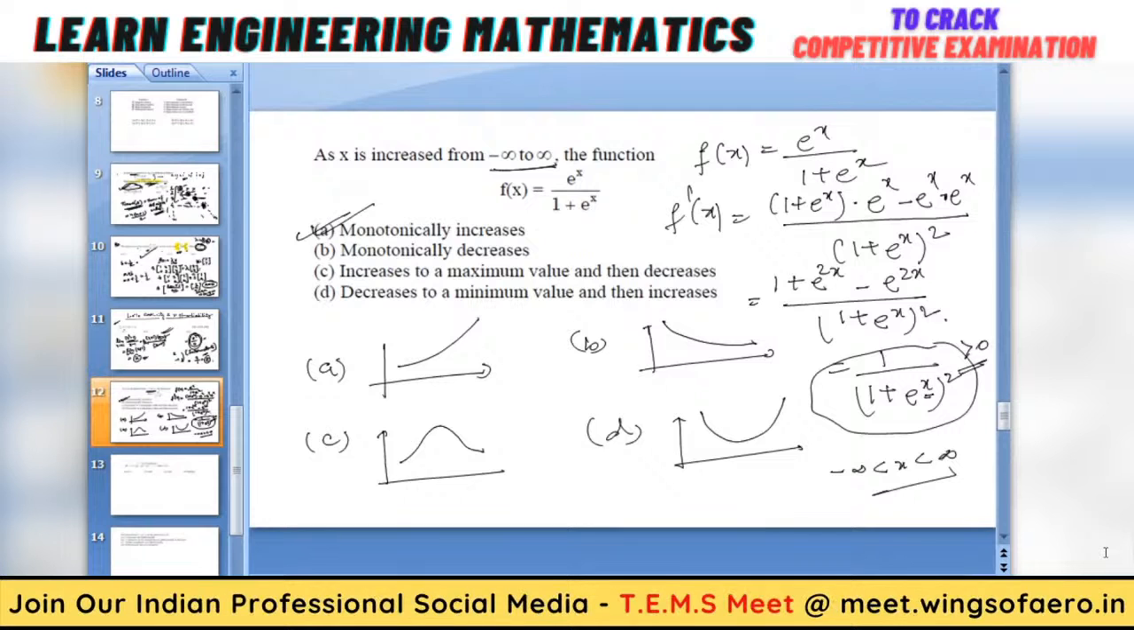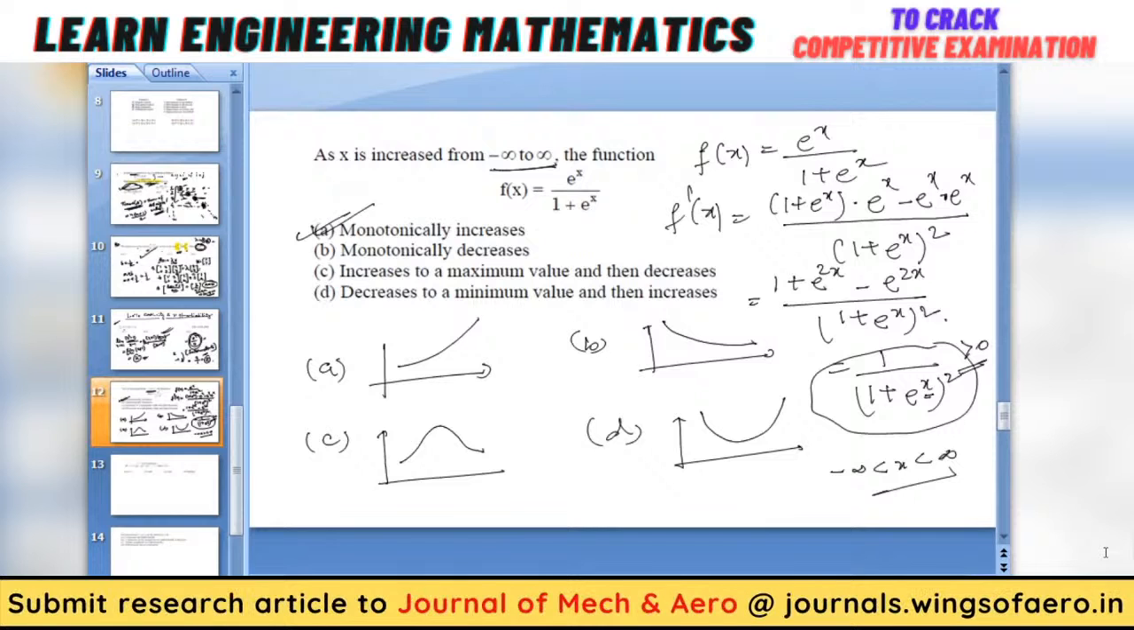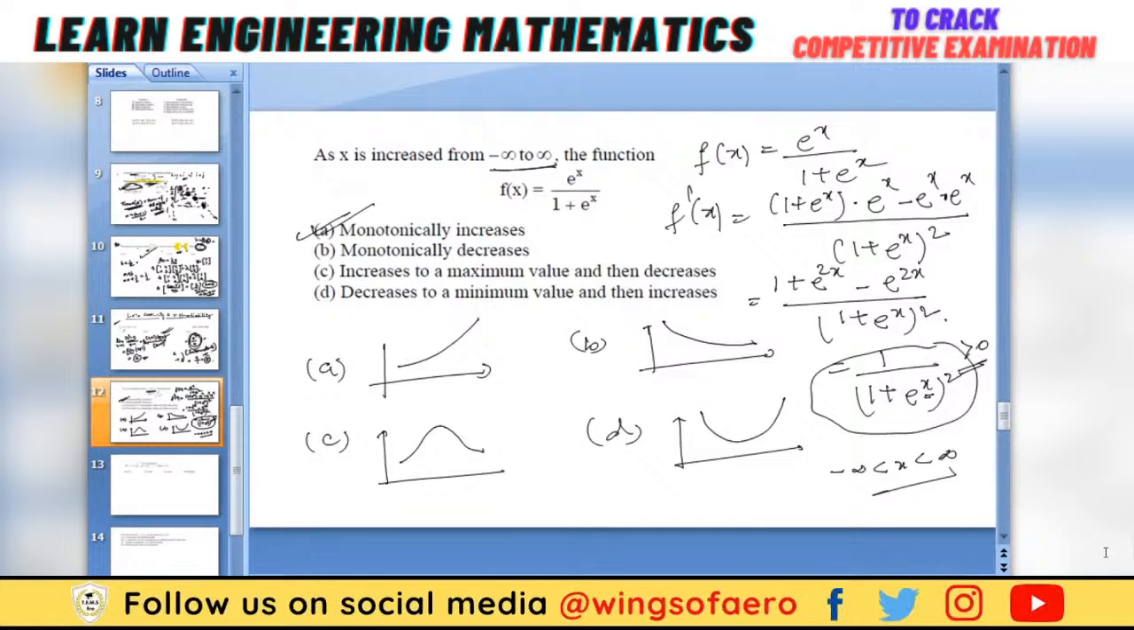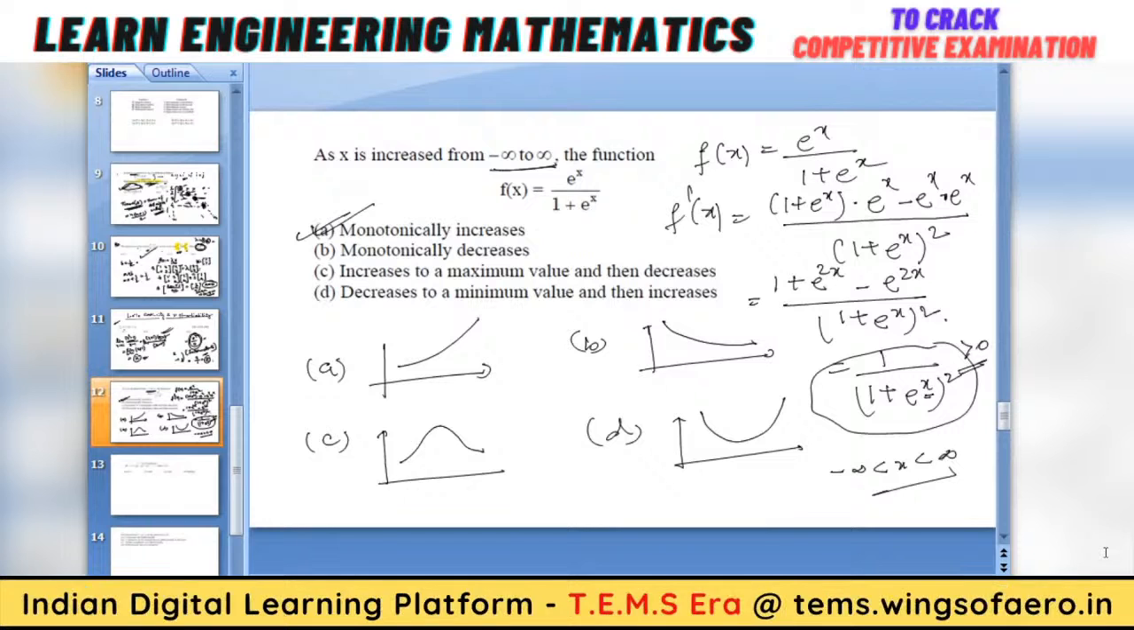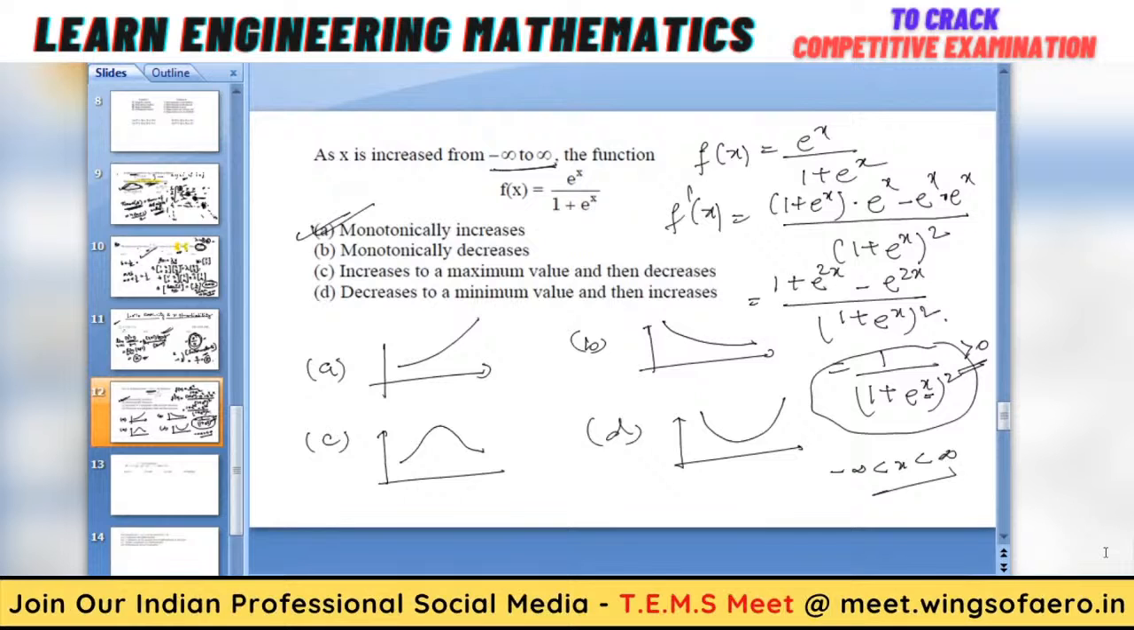Okay, so if a function is given to you, just simply take the derivative of the function. If the derivative is greater than 0, the function is increasing, monotonically increasing. If the derivative is less than 0, monotonically decreasing. Okay, can anyone tell me if the derivative is equal to 0, then what will happen?